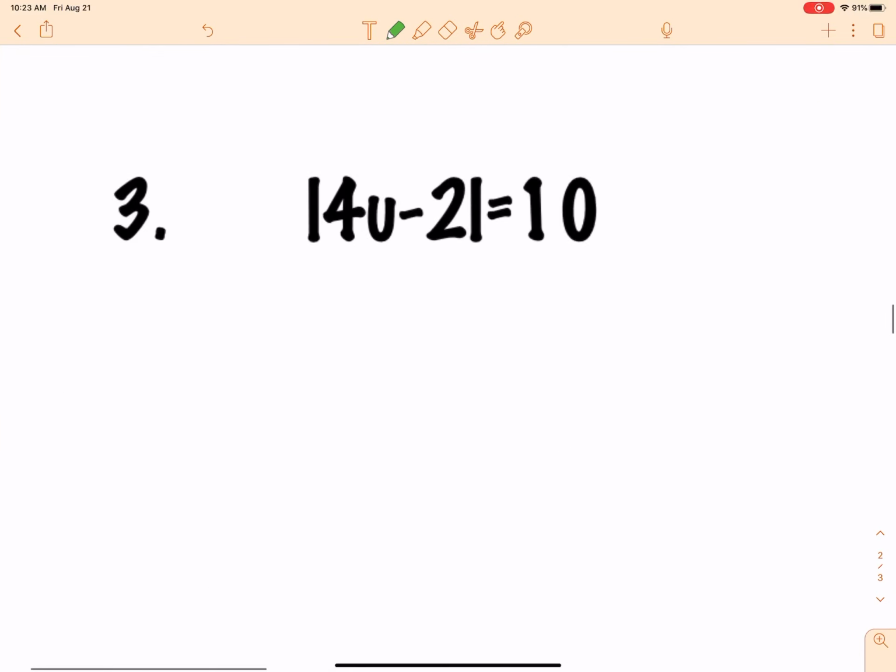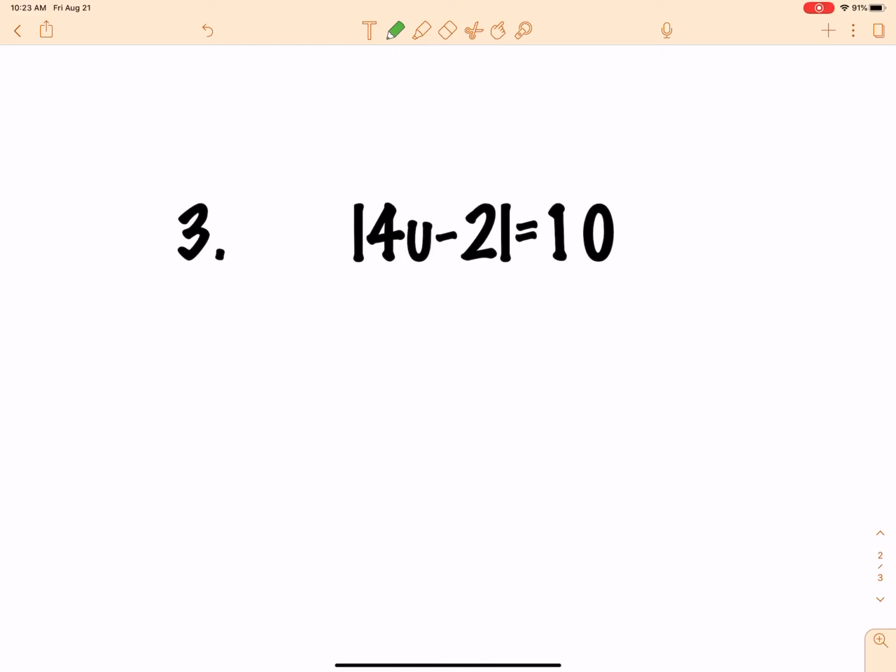So number 3, oh look, it's already isolated, but it is technically a little bit more complicated because you have an expression inside your absolute value. So this is what I meant above by not changing the value inside the absolute value. So 4u minus 2 is going to stay the same on both equations.